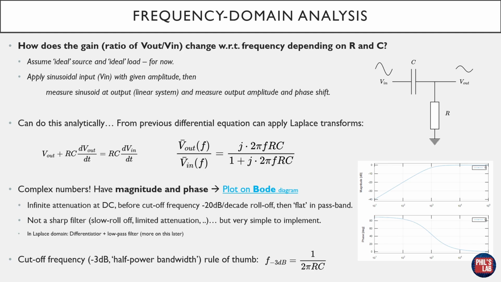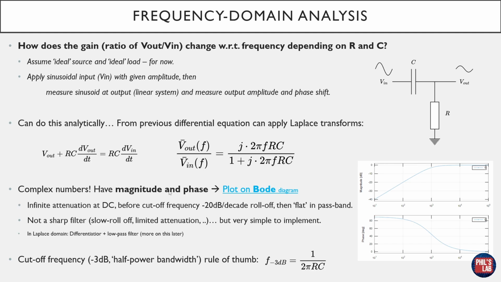Now we can do this as we just did, experimentally, logging values and then drawing a frequency response, but we can also do this analytically from our previous differential equation where we apply the Laplace transform, and I won't go through the maths here, but the result is that the gain, so the ratio of output voltage to input voltage, dependent on frequency, is this complex term here. So we have this j times 2 pi f R C term at the top, and this 1 plus j times 2 pi f R C term in the denominator.